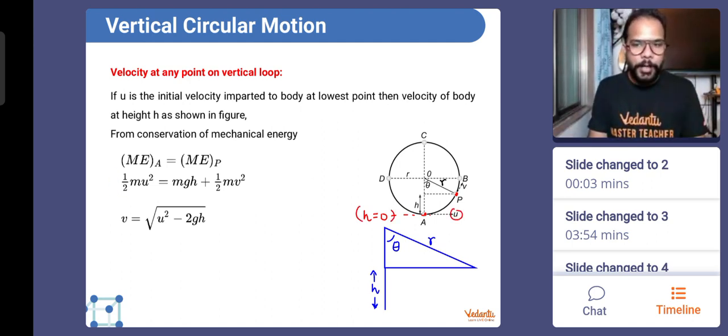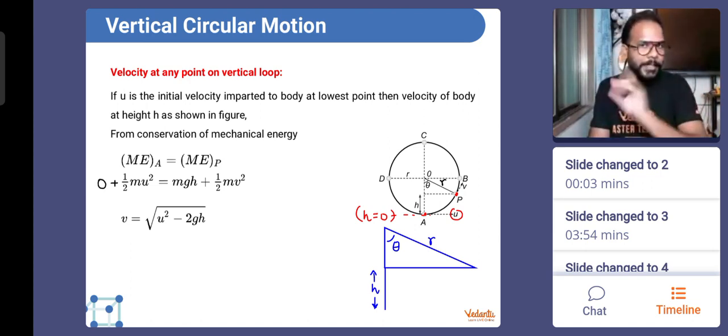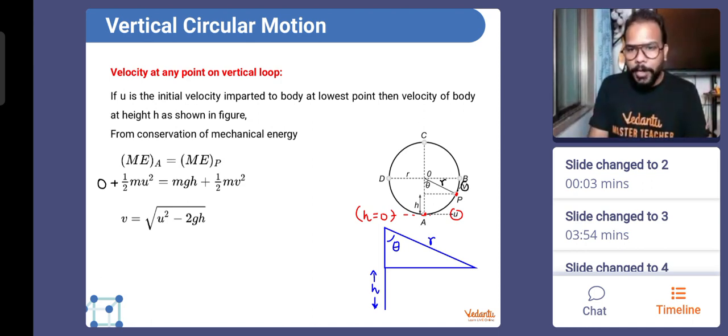Whatever is the velocity of the body, that is u, it will have half m u square kinetic energy over there. Potential energy became 0. So 0 potential energy, half m u square kinetic energy at A. Come to point P. The body has velocity v now.